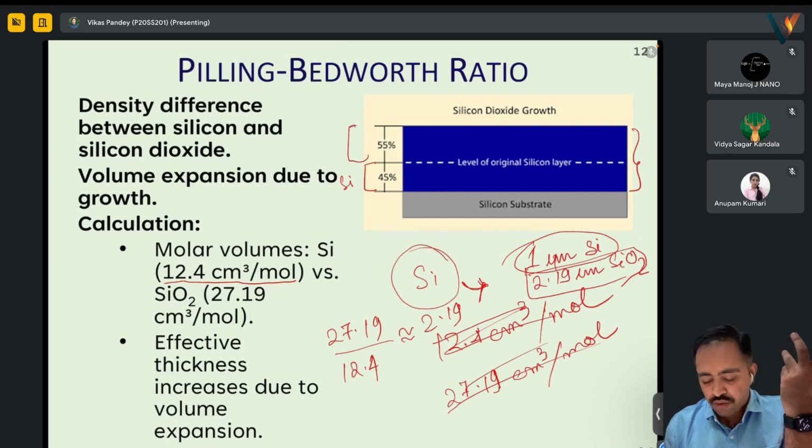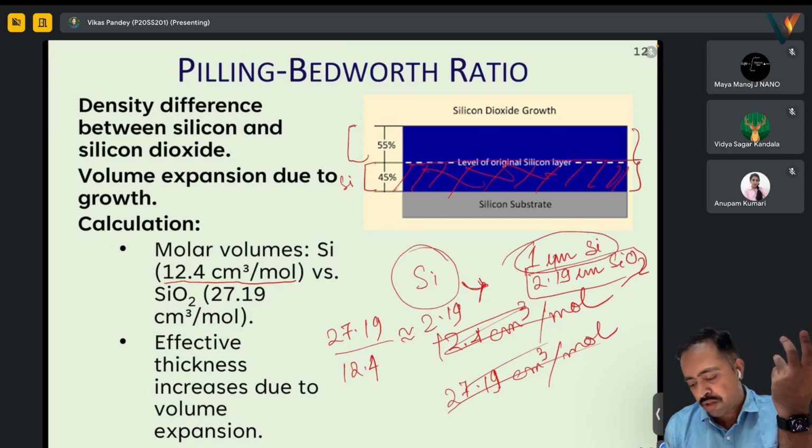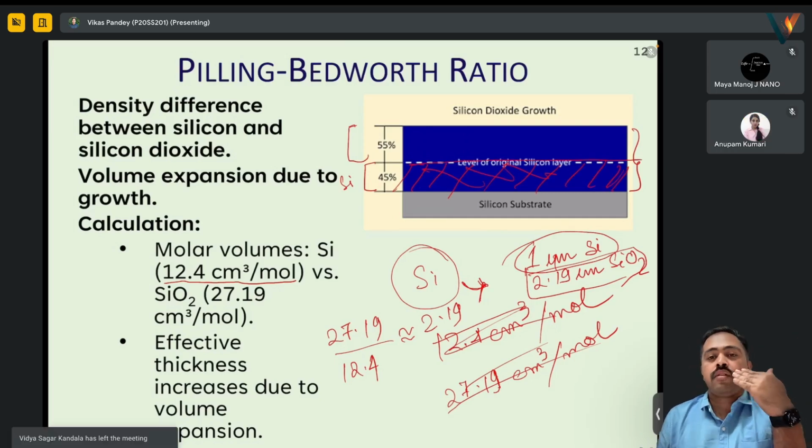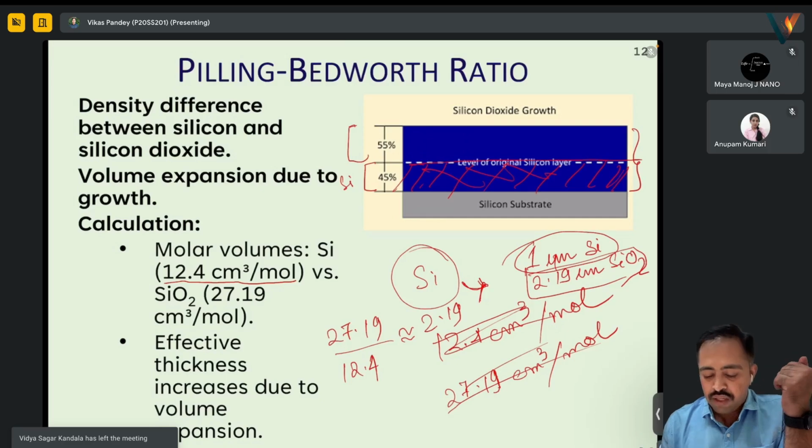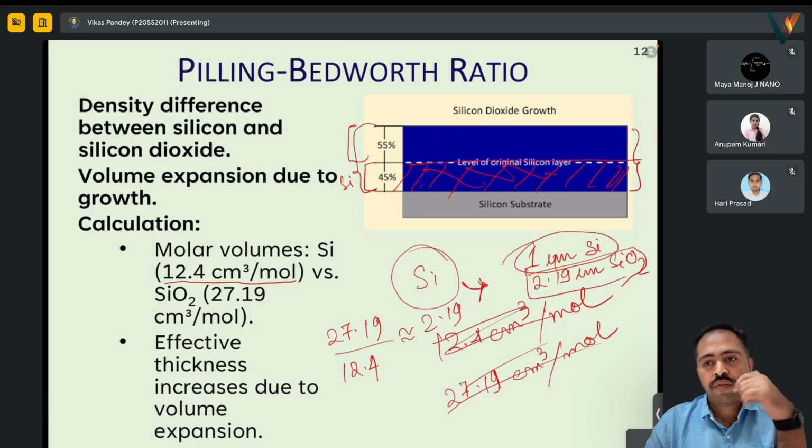So consuming this much silicon, if this was the original silicon layer, this was the top layer, doing the oxidation will give us this whole amount of SiO2. Fine. Any questions till here?